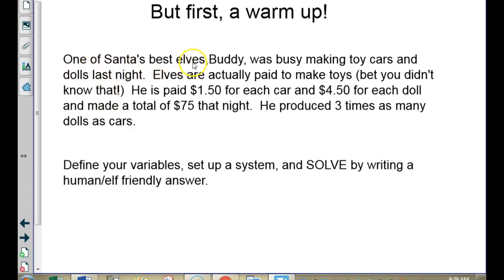It says, one of Santa's best elves, Buddy, was busy making toy cars and dolls last night. Elves are actually paid to make toys, bet you didn't know that. He is paid $1.50 for each car he makes and $4.50 for each doll he made, and last night he made a total of $75. He produced 3 times as many dolls as cars. That's what messes everybody up.